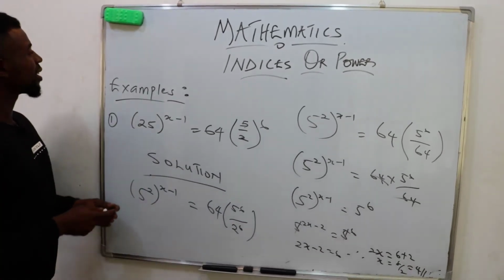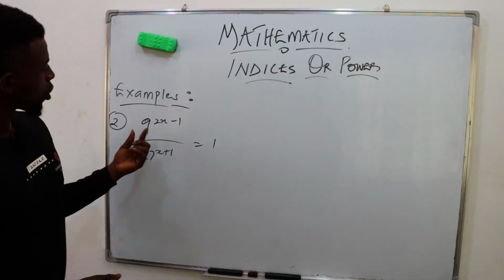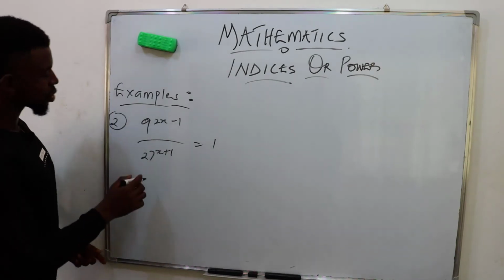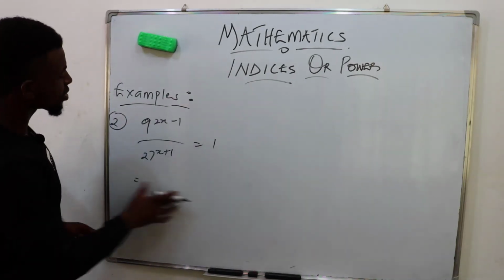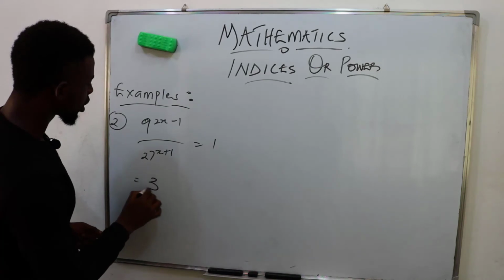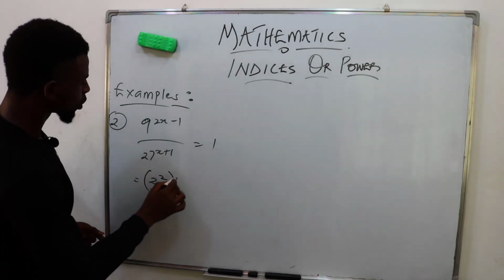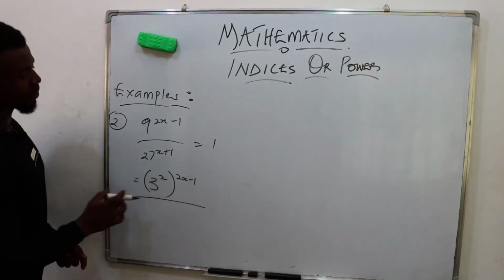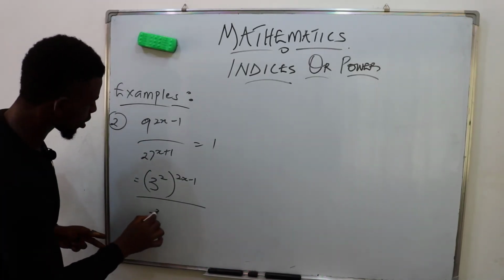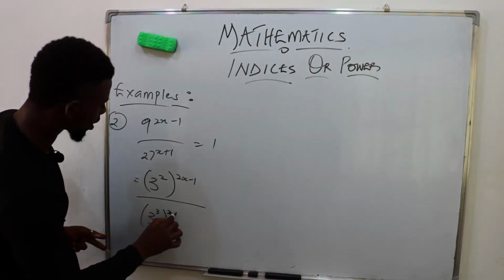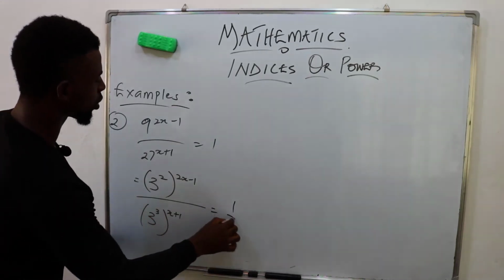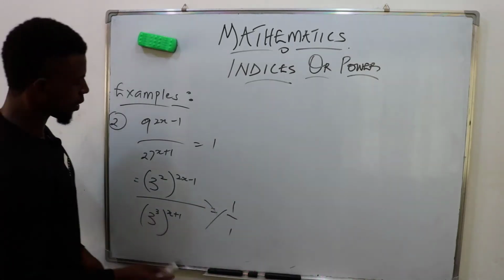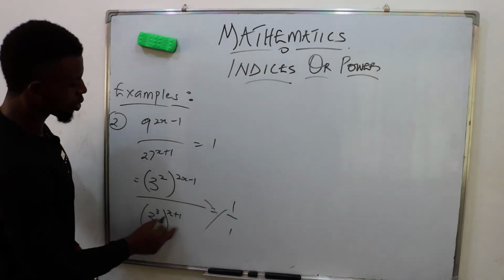Now let's look at our second example. Now from this we know that 9 is 3 raised to the power 2. So we'll write this question as 3 squared all raised to the power 2x minus 1 all over, and we know that 27 is 3 raised to the power 3, so 3 raised to the power 3 all raised to the power x plus 1, being equal to 1 over 1, or let's say 1. Okay? So at this junction we'll cross and multiply, this times 1 equal to this times 1.